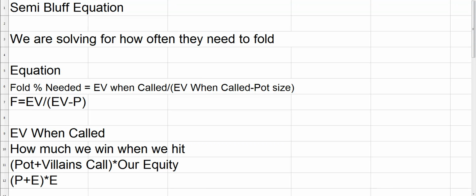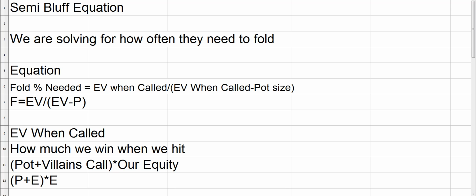Coming at you guys with another strategy segment, and this one will be on semi-bluffing. This will be pertaining specifically to situations either where we are shoving all in, or we are betting the turn in a situation where we know, hypothetically, that we are not going to get raised.